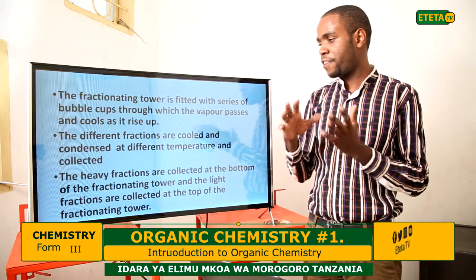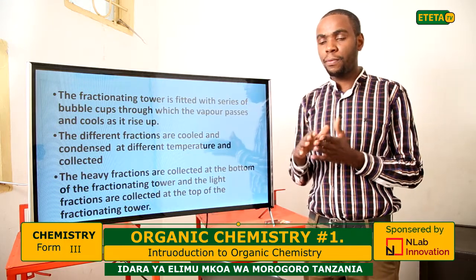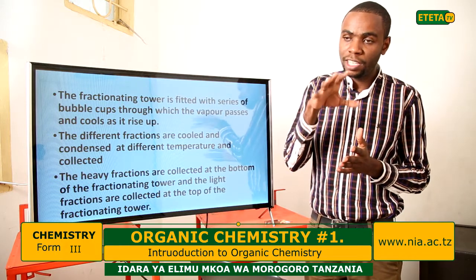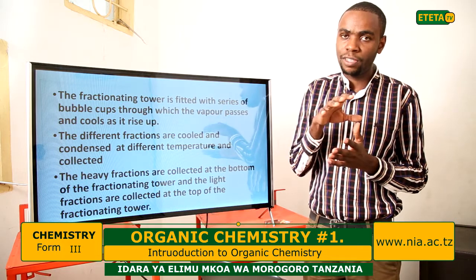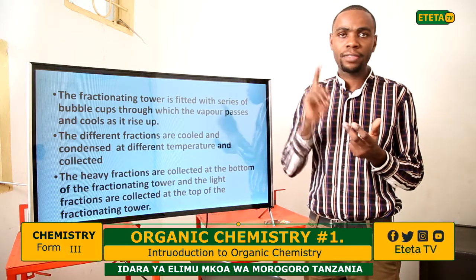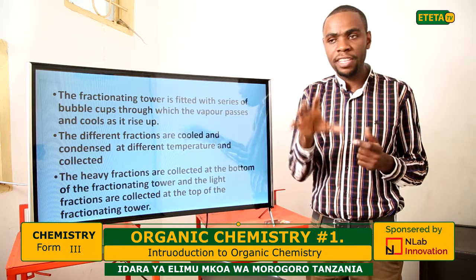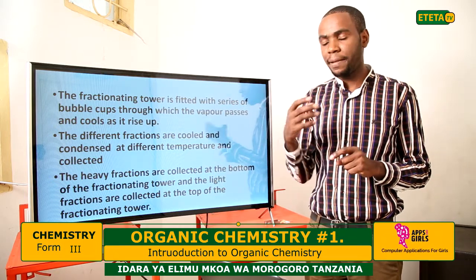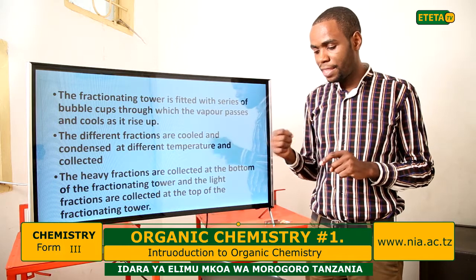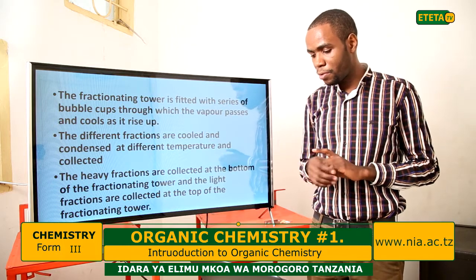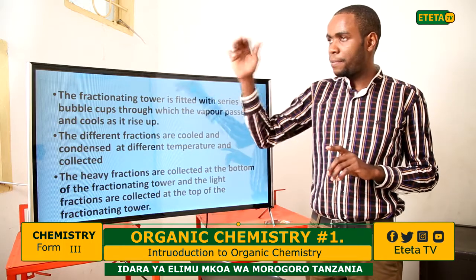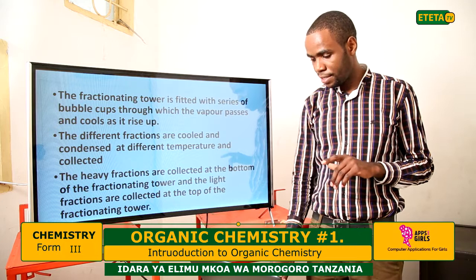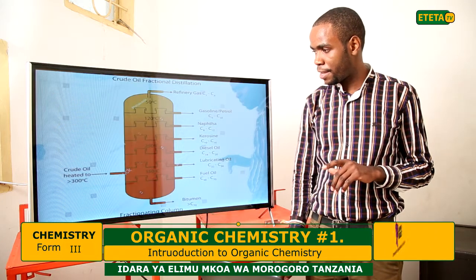Those heavy fractions, those which do not change to vapor, we call the residue, which includes coke, tar, and asphalt. All these are collected at the bottom of the tower because they do not change to vapor. But as you rise up, the temperature decreases. As you see here in this tower.